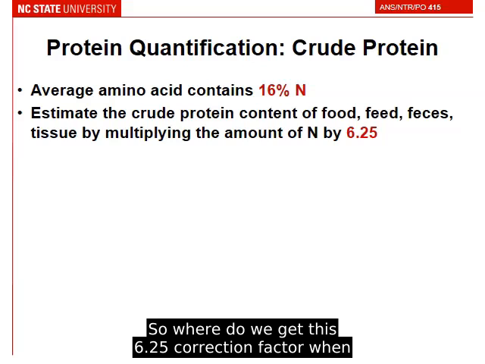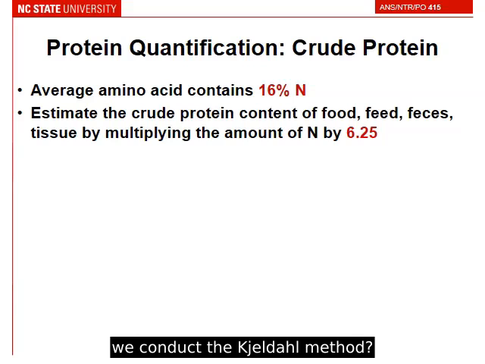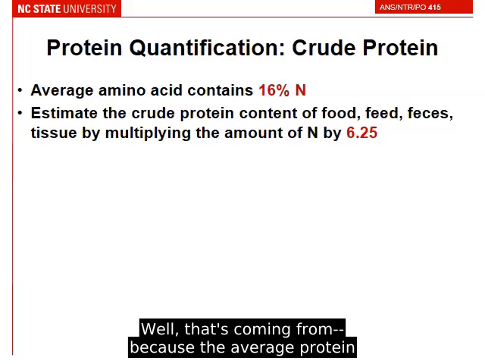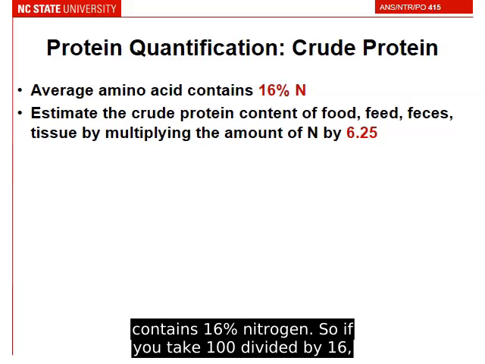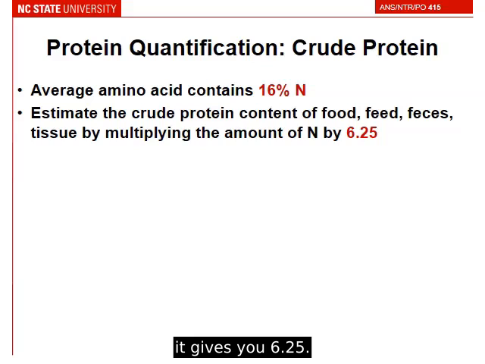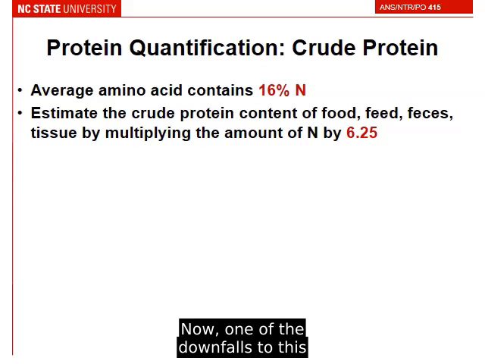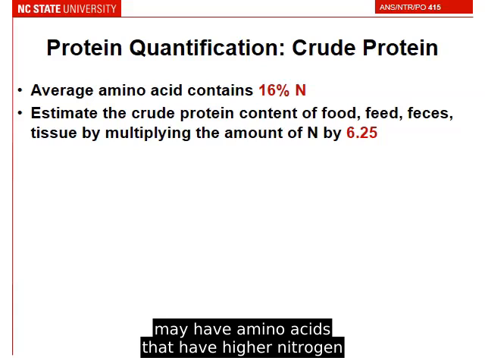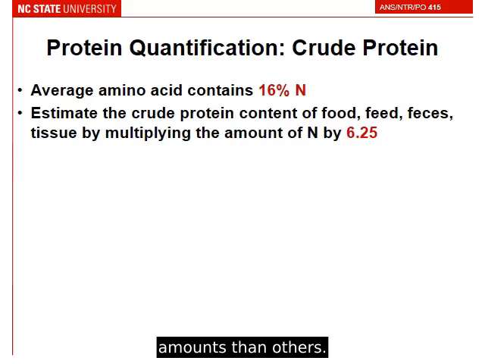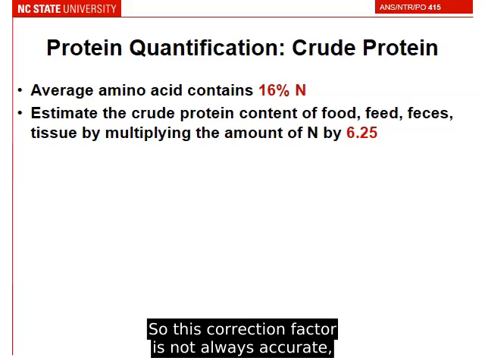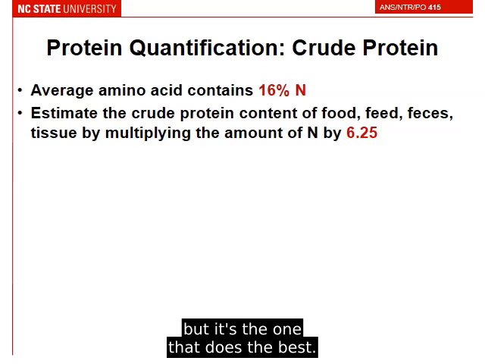So where do we get this 6.25 correction factor when we conduct the Kjeldahl method? Well, that comes from the fact that the average protein contains 16% nitrogen. So if you take 100 divided by 16, it gives you 6.25. Now, one of the downfalls to this is that proteins are going to have different amounts of nitrogen. Some of them may have amino acids that have higher nitrogen amounts than others. So this correction factor is not always accurate, but it's the one that does the best.